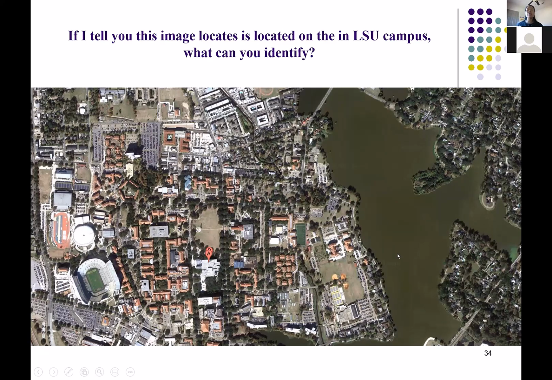The reason why you can identify these features is because I told you this image is around LSU. So you can quickly register this image with the environment that you are familiar with. You can associate the image with the information stored in your head. That is one part of the useful information in how we do image interpretation.